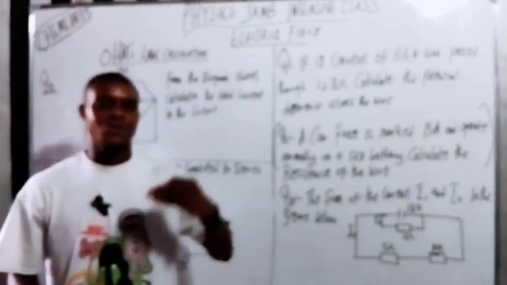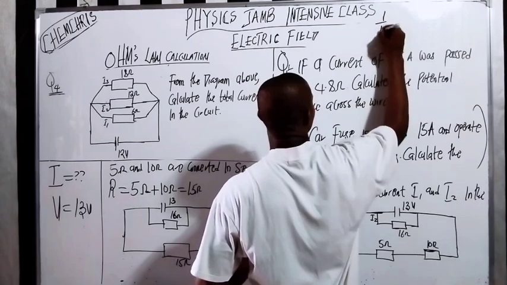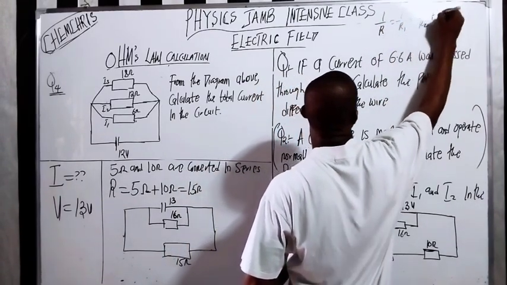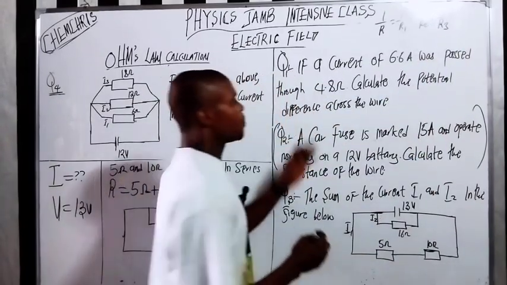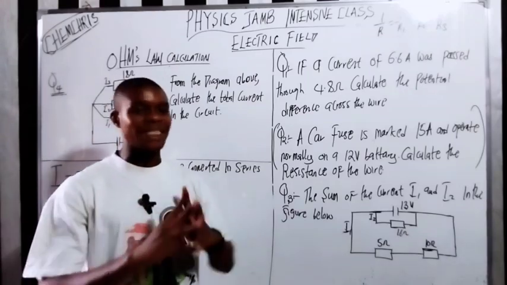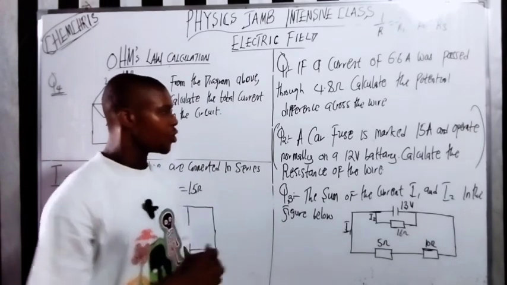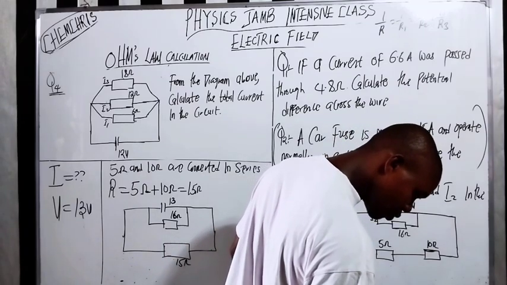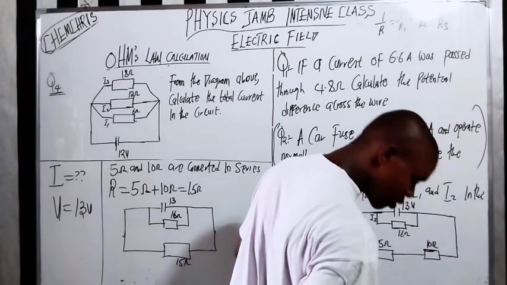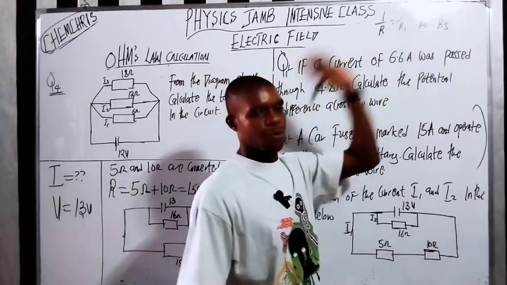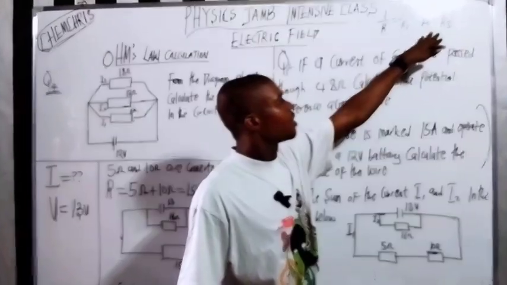if for example here we have 3 or 4 resistors, it will be 1 over R equals 1 over R1 plus 1 over R2 plus 1 over R3, depending on the number of resistors you get. But if it's just 2 resistors, it's very easy. For 3 and above, this is the formula.